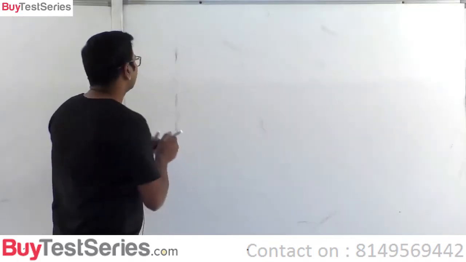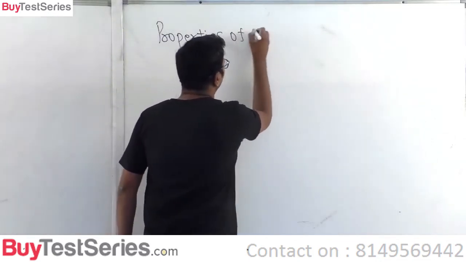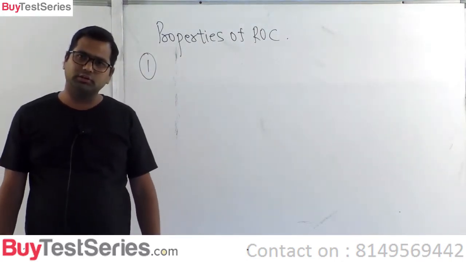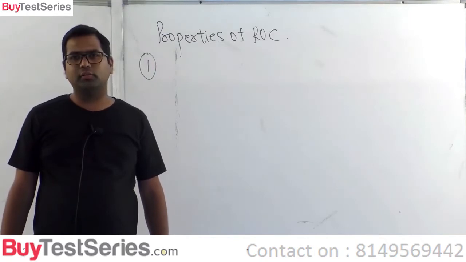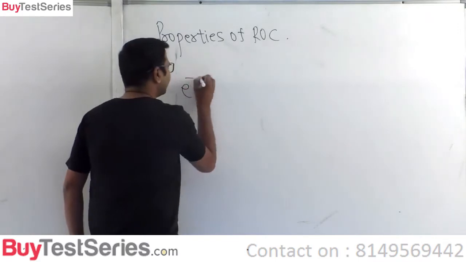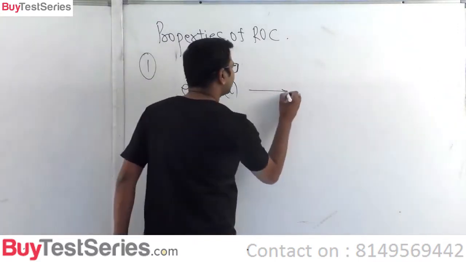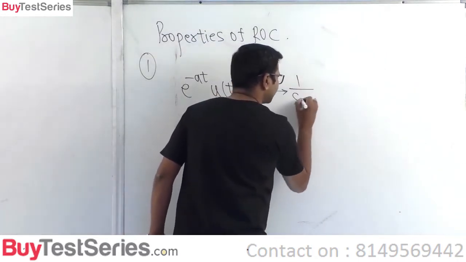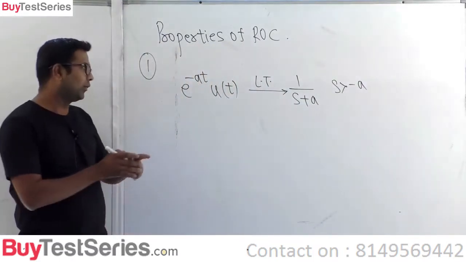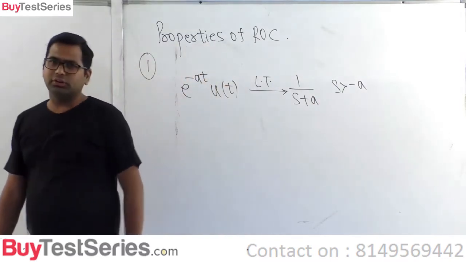Next, we would understand the properties of ROC. Let us understand the first property of ROC. The first property of ROC can be understood by looking at the signal that we have solved. The signal that we have solved is e raised to minus at u of t, and the Laplace transform for this question was 1 upon s plus a, s is greater than minus a, where 1 upon s plus a is the Laplace transform and s greater than minus a is the ROC.